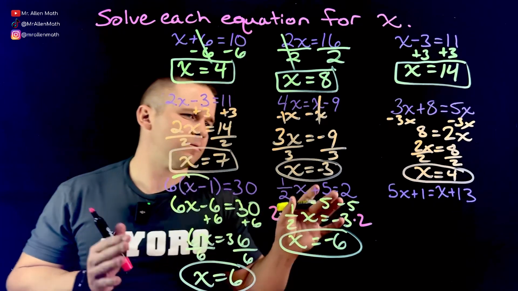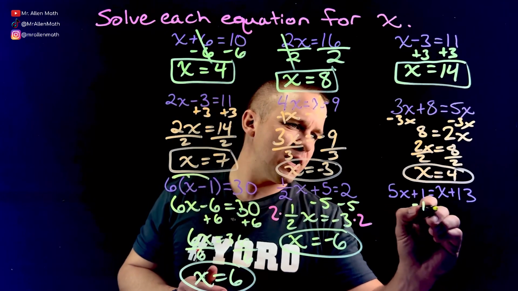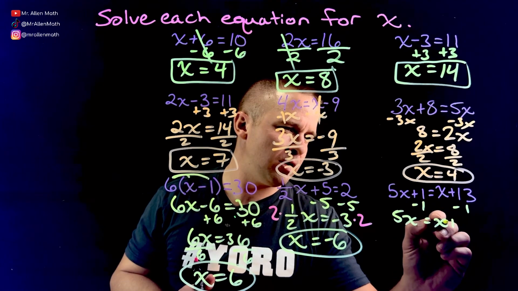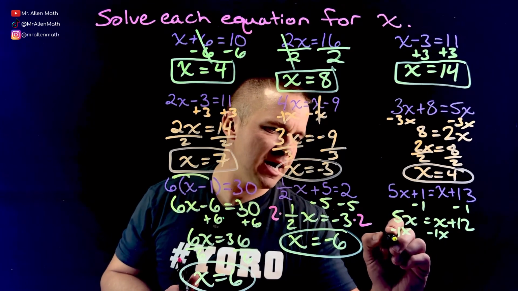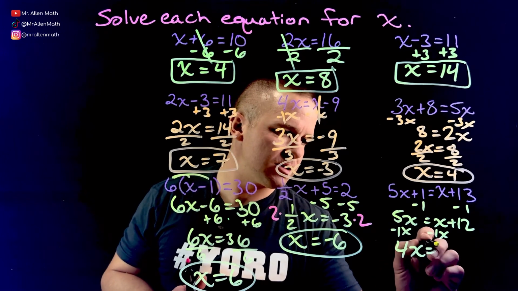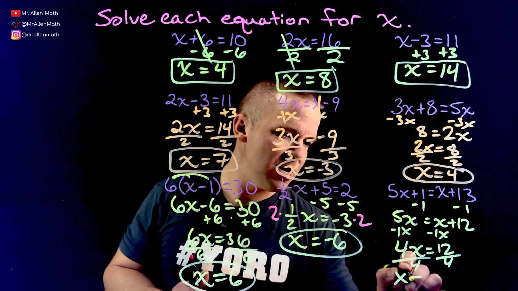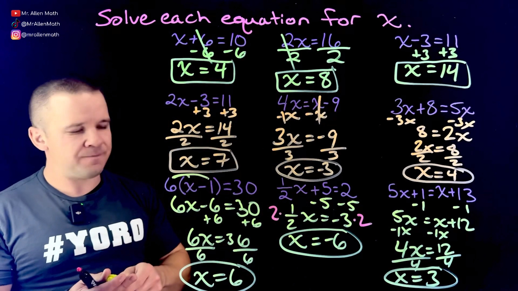Last one. Got x's on each side, a number on each side. This is crazy, man. I'm going to subtract 1 first. And I get 5x equals x plus 12. Then I'm going to subtract 1x on both sides. And I get 4x equals positive 12. Divide by 4, and we get x equals 3. Hopefully I'm still on the board right there. x equals 3. That's dope, man.